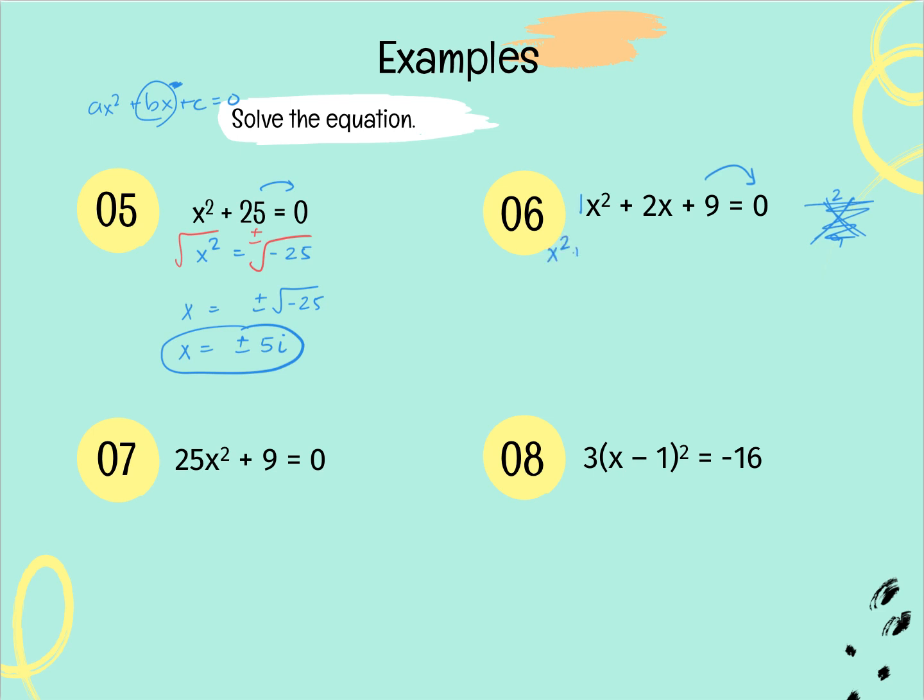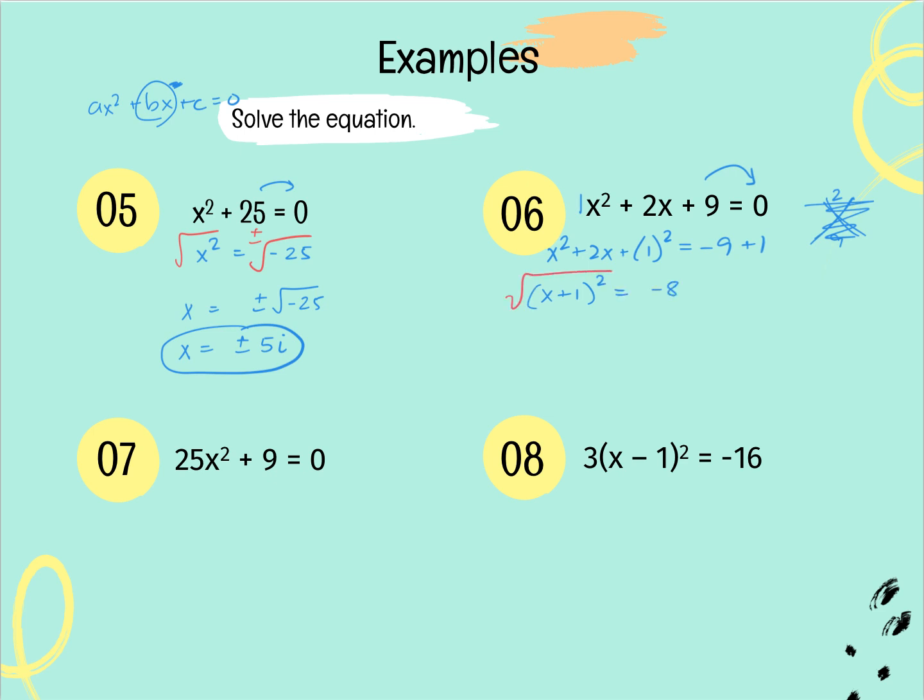So I get x squared plus 2x equals negative 9. Half of b, half of 2 is 1, so I have to square it. So 1 squared is 1. So I get (x + 1) squared equals negative 8.